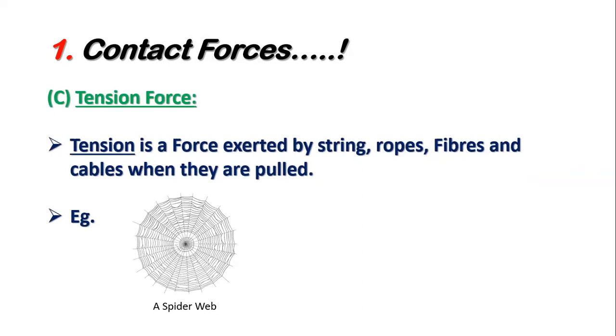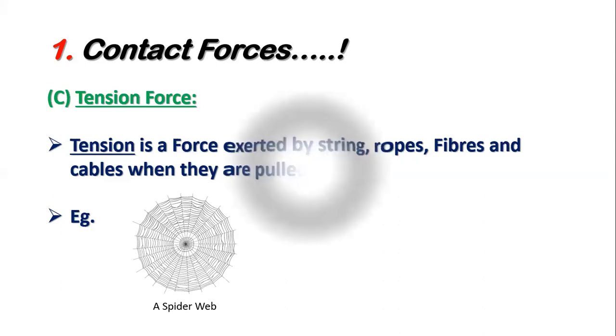Tension is a force exerted by strings, ropes, fibers, and cables when they are pulled. For example, we can take a spider web. The way a spider makes a web, it makes all its strings pulled. That's why it always makes the spider web in a situation where it is surrounded, so that the webs can stick, and tension is applied in the spider web.